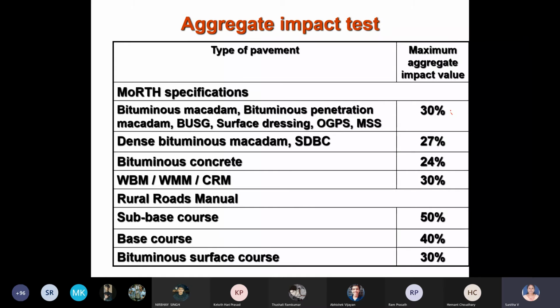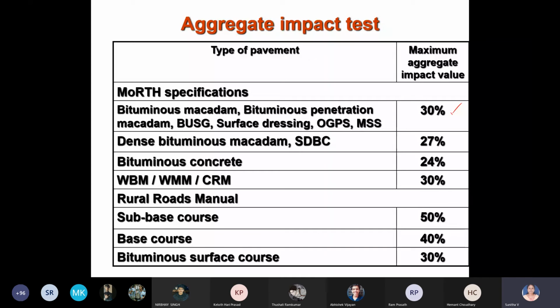It should be that the value should not be more than 30%. For dense bituminous macadam and semi-dense bituminous concrete, its value should be less than 27%. Okay. And then for bituminous concrete, 24%. Then WBM and WMM, or crusher run macadam, wet mix macadam, it should be 30%.